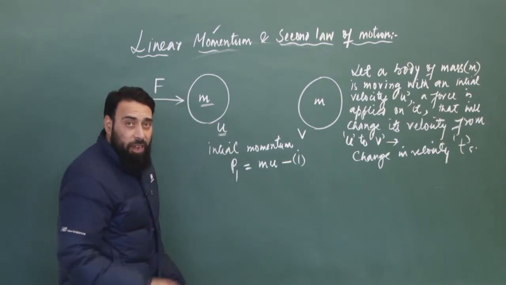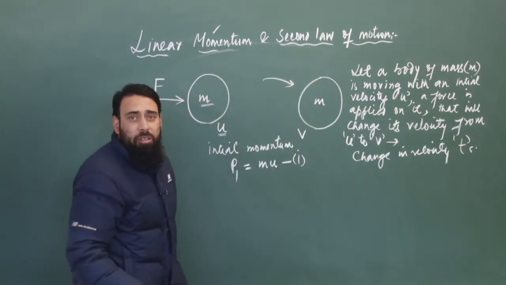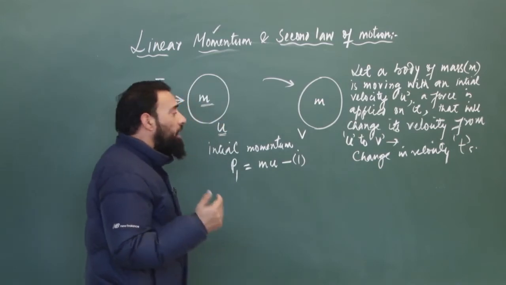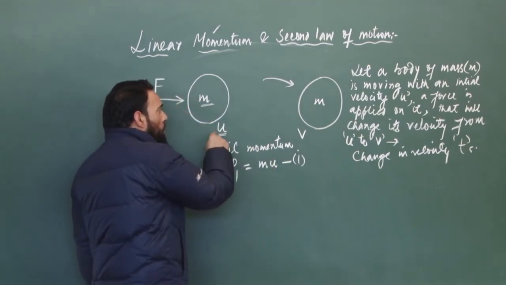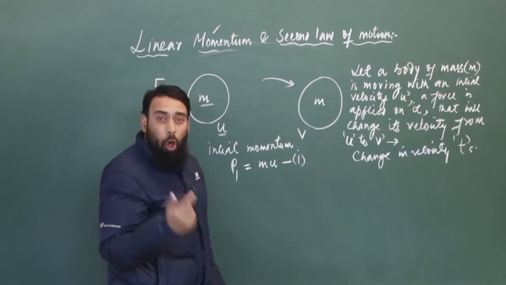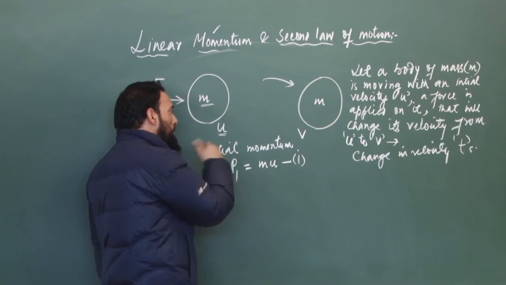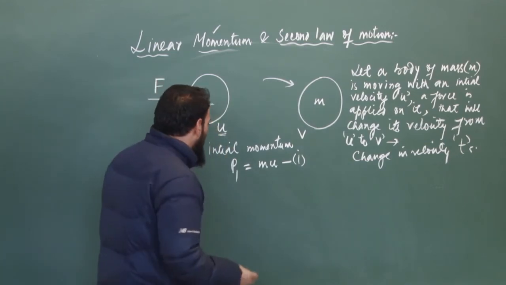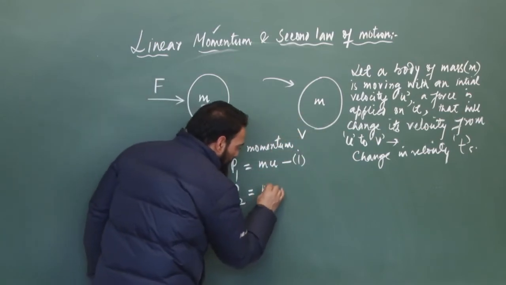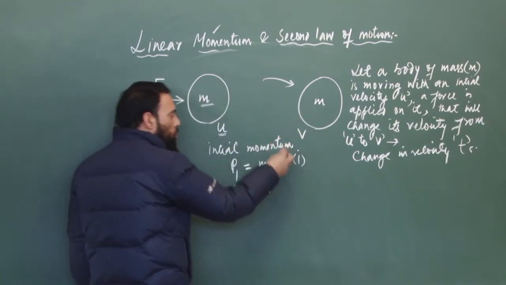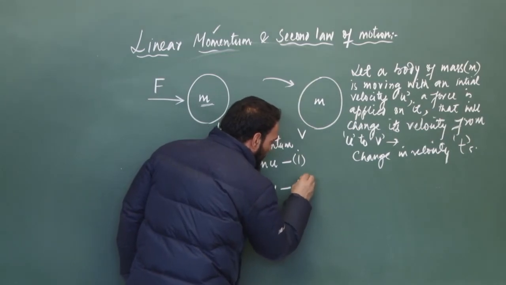Now take this example again and find out the final momentum of the body, that is the momentum after applying force. You know, when a force is applied, its mass remains the same, but the velocity is changing. If the velocity changes, it means that the momentum is also changing. So the final momentum P2 is equal to the mass m and the velocity changes from u to v. So we can say its momentum is mv. This is the final momentum.